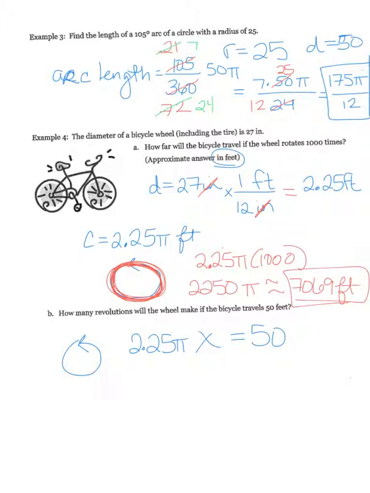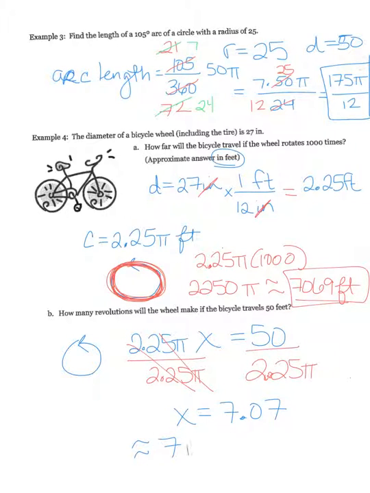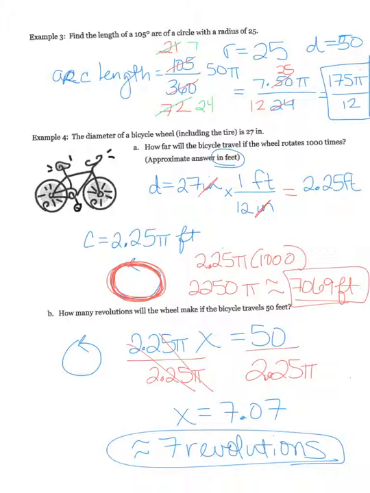This would be your setup. Then to solve for x, we would divide by 2 1/4 pi on both sides. Make sure you are using the pi button, not 3.14, because that will make your answer less accurate. When we solve for x, we end up with 7.07, which means it's approximately 7 revolutions or turns in order to travel 50 feet.